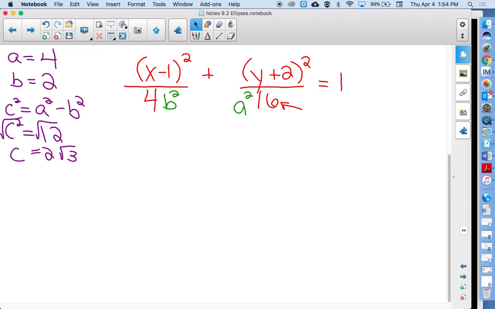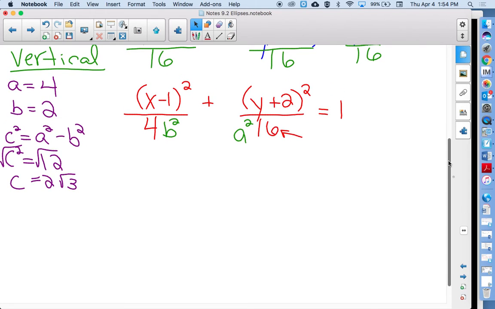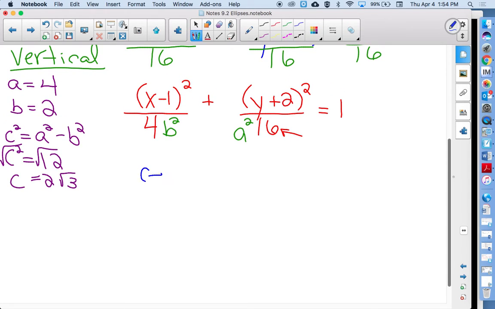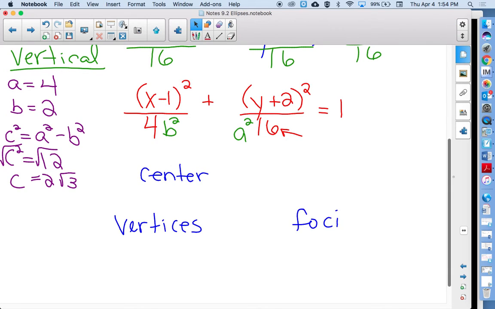Start with the center. You might need to flip the page to help you figure out how to calculate those vertices. I'm going to pass out some graph paper for you. So remember, this is vertical, so look at your vertical graph.